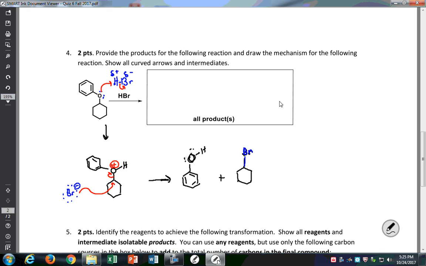Now, this is the phenol, but if this was any other R group, we would then get another attack of HBr and then another breakdown. But because this is phenol, it stops. So this only happens when your benzene ring is directly attached to your oxygen.